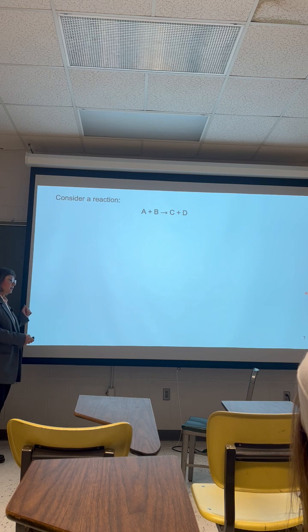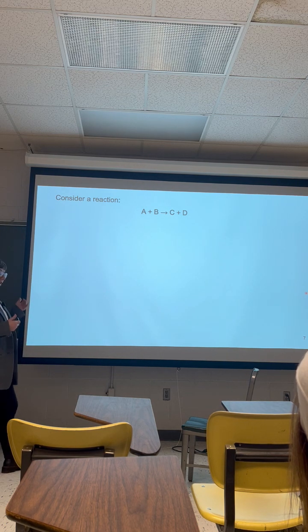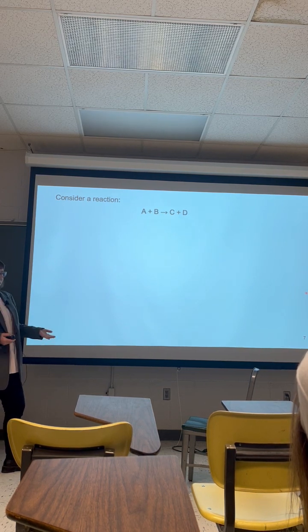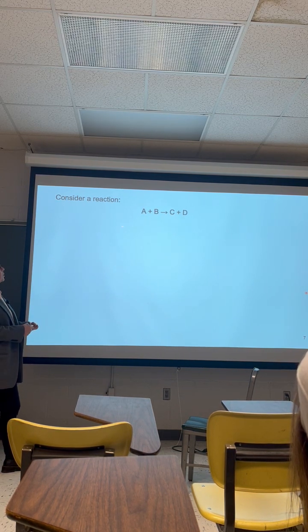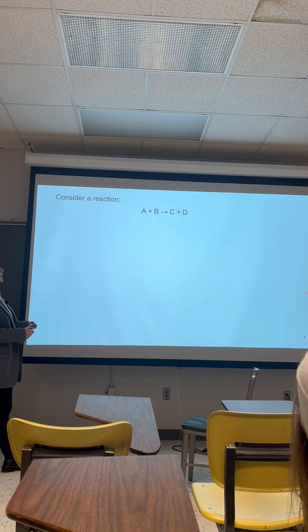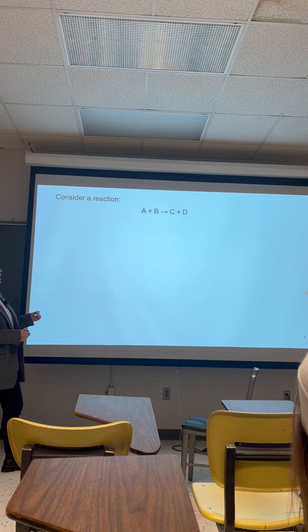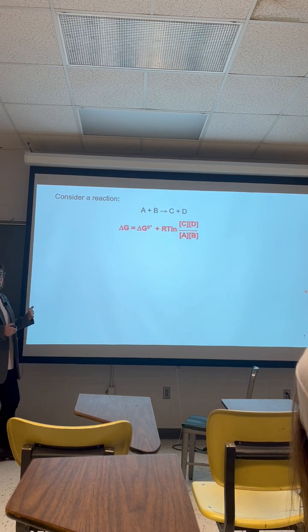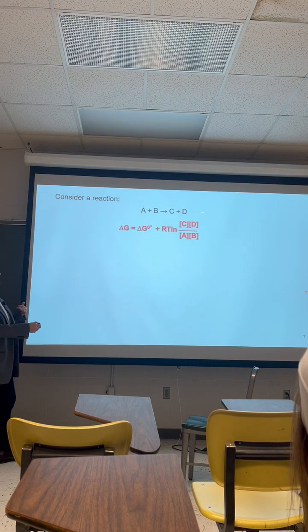Okay, but I will come back to this graph in a second. Now let's think about G or delta G in a different way. So if we consider a reaction like this, two substrates A and B are converted into two products C and D. Delta G for this reaction, in practical terms, I can write this way.